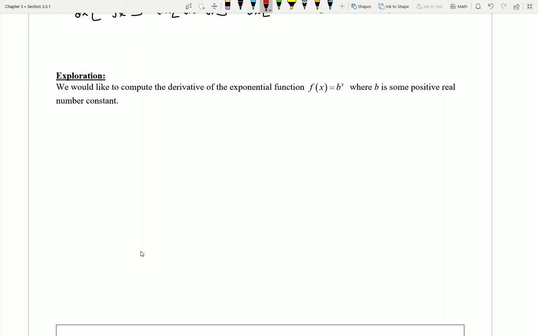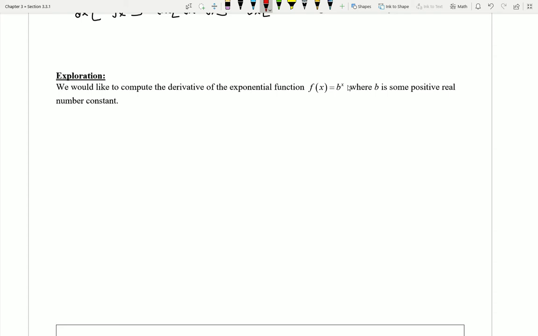Before we end this section, we're going to take a look at one more derivative rule that's going to be really useful for us moving forward. This is going to require a little bit of an exploration. We're going to be interested in seeing what it would be like to try to compute the derivative of an exponential function. That is, a function that looks like b to the power of x, where b is some positive real number constant. So notice this is almost kind of like a reverse, or a flipping, of what the power rule was dealing with. The power rule was dealing with x to a number, and now we have a number to the power of x.